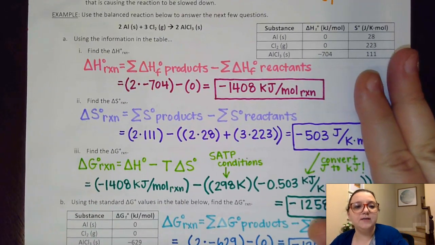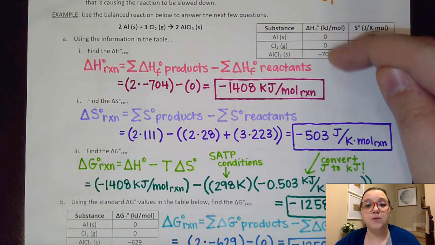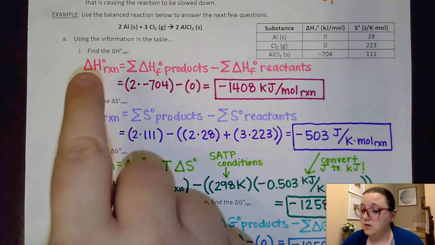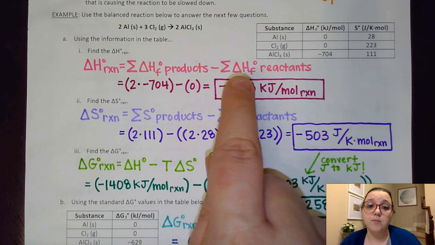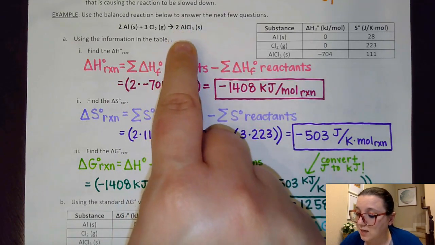So first off, it gives us a balanced reaction here to answer the next few questions, as well as some data in a chart over here. So the first thing they want us to do is using the information in the table to find the delta H of a reaction. And we notice they give us all the heats of formation of both our reactants and our products. And so this is a throwback here to Unit 6, where to figure out the heat of the reaction, we do the heat of formation sum of all of the products minus the heat of formation sum of all of the reactants. Now here, our only product was the AlCl3.